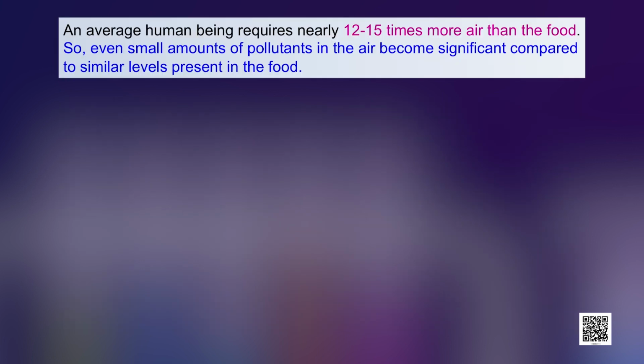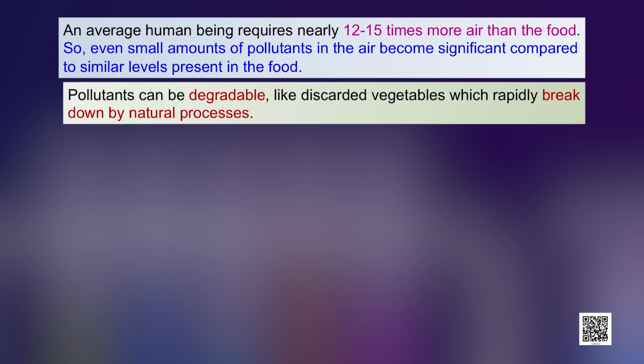Do you know an average human being requires nearly 12 to 15 times more air than the food. So, even a small amount of a pollutant present in air can become significant compared to similar levels present in the food. Pollutants can be degradable like discarded vegetables which rapidly break down by natural processes.